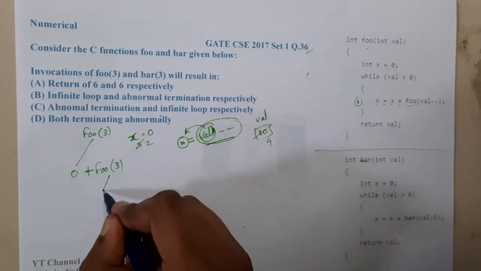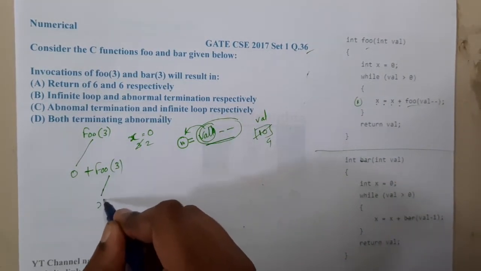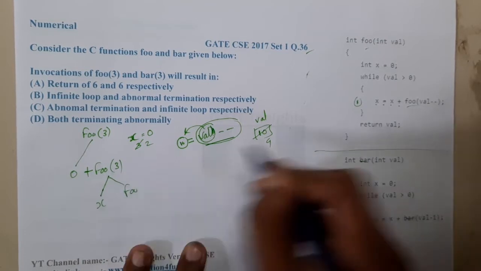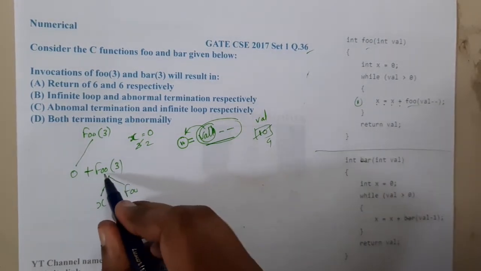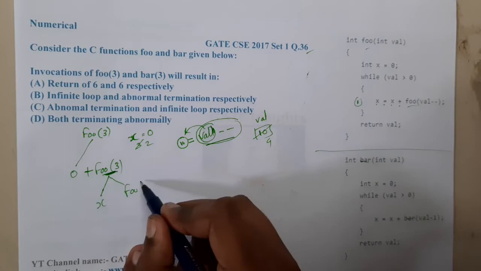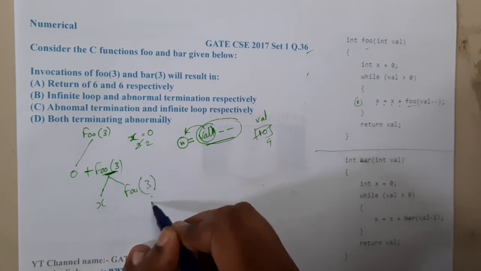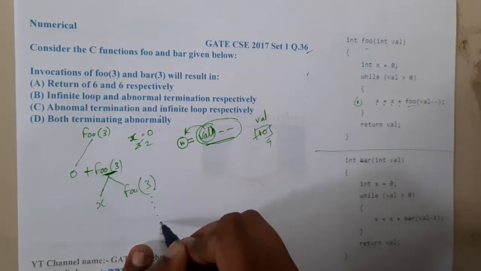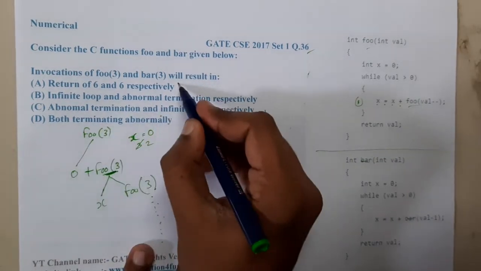Now again you are doing x plus foo of val minus minus. Indirectly you are going to do it again, so again it will be 3. So I think it could be an infinite loop, but option A is absolutely wrong, guys.